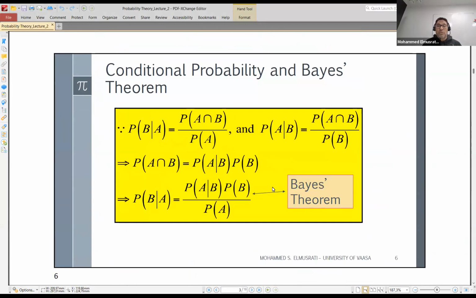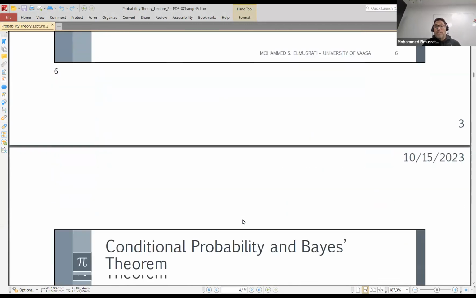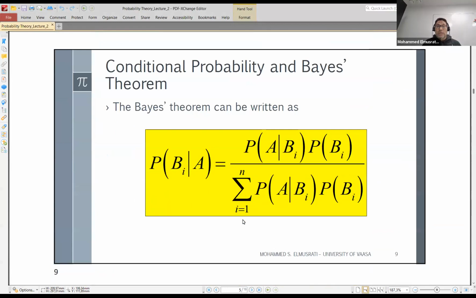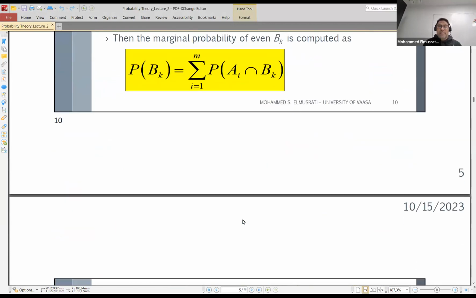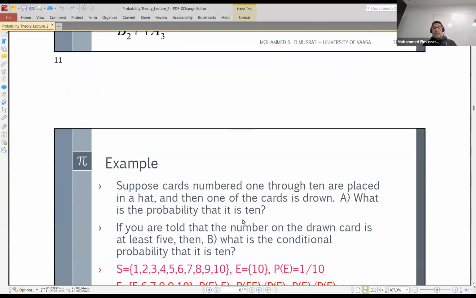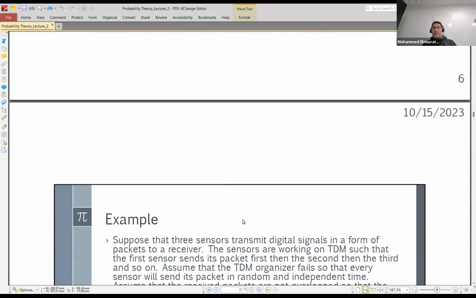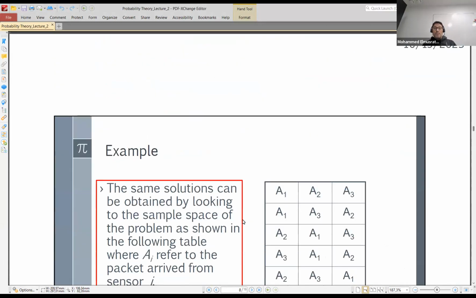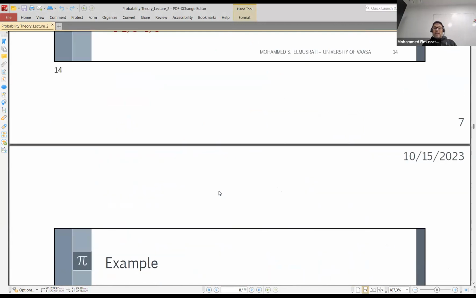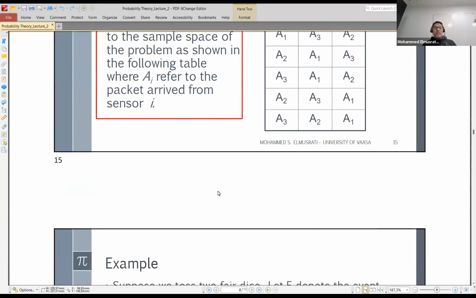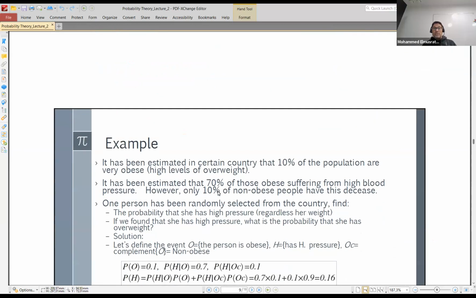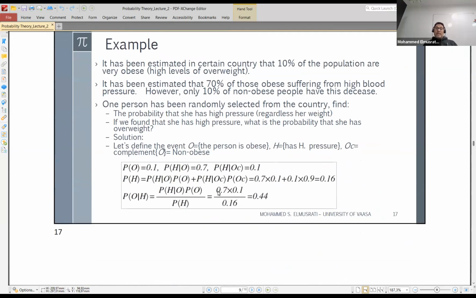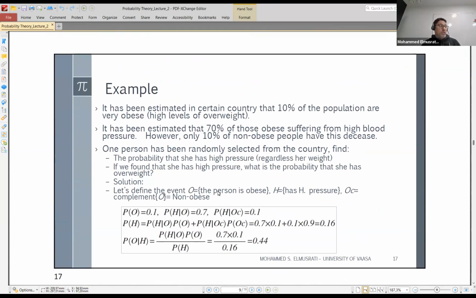Here we also talk a little bit about Bayes theorem, or Bayesian theorem, and we showed that it is very important in estimation theory, in machine learning, and in many different applications. There's one example that I asked you to review, but I will also give some more examples. Let us take this example today to see how to apply this concept of conditional probability.